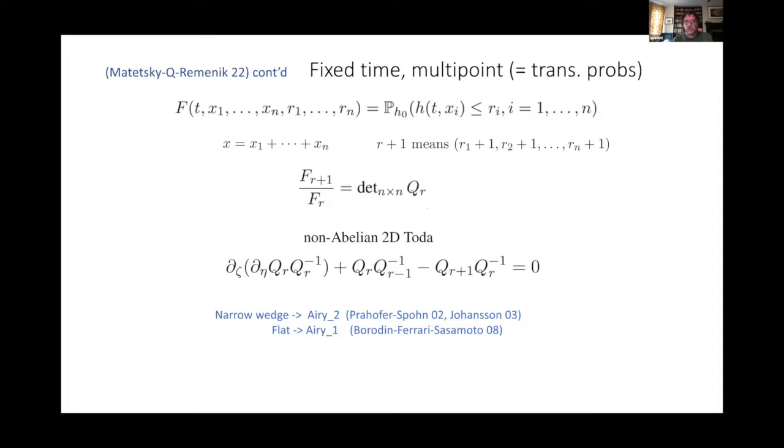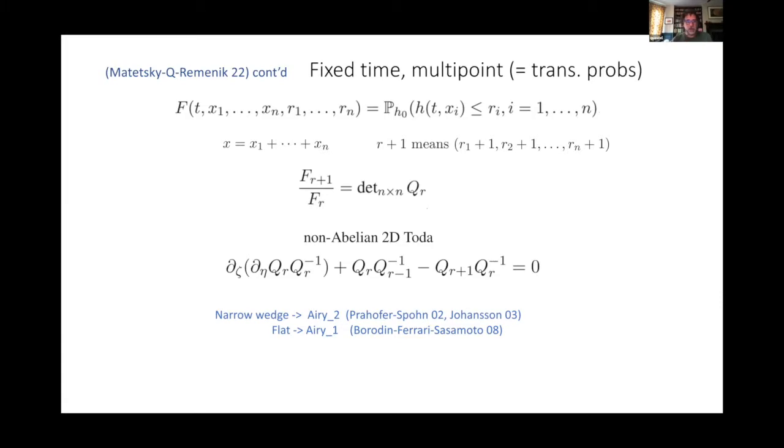But the main point is that this Q_r actually solves this non-Abelian 2D Toda, which we actually saw, I think, in Neil's talk already. And the equation is there. I think the experts may see something in it, but otherwise you just know that there's some completely integrable equation which is being satisfied by these matrices Q, and you take the determinants, and that gives you the differences of the F's. And so in a sense, the whole problem is solved.